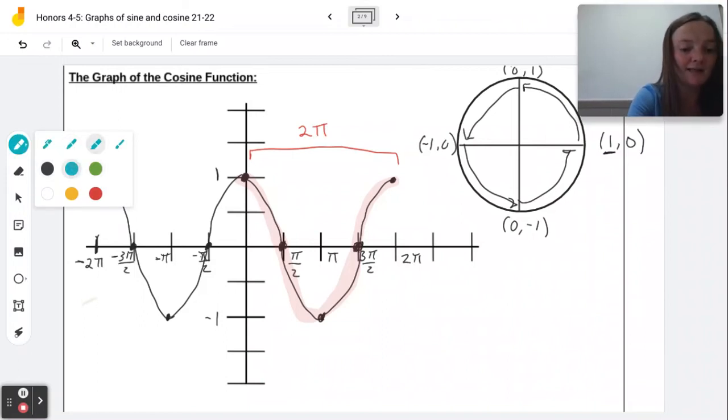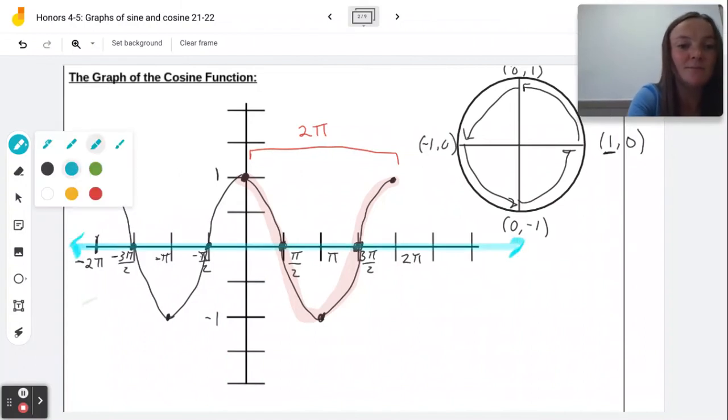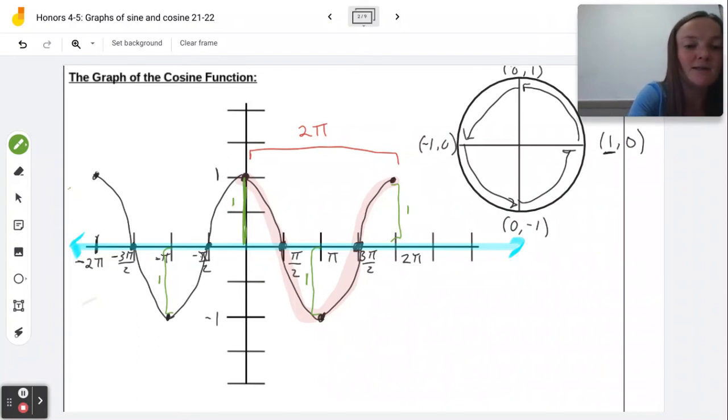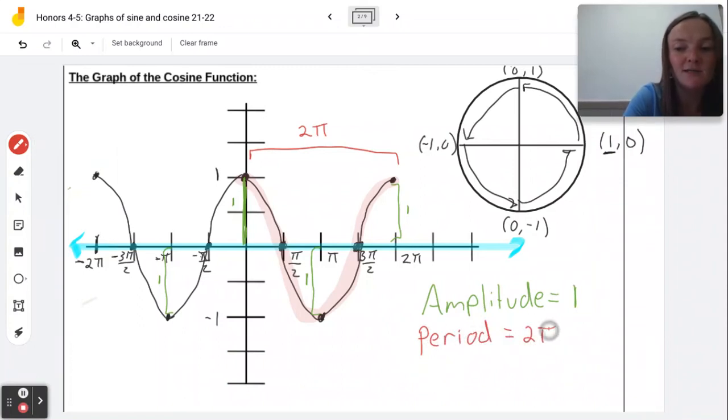So first thing I'm going to do, I'm going to highlight my midline. My midline is still the x-axis here, and so to find the amplitude, I'm going to find the distance from a max to the midline. So you guys can see this distance is 1. We can see this distance is 1, 1, 1. You actually only need to test 1. And so we can say right off the bat that the amplitude is going to be equal to 1, while the period is still going to be equal to 2 pi, just like last time. So this is the cosine function.